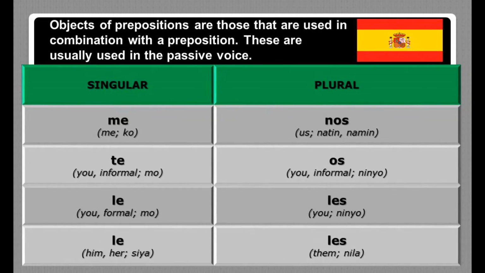Objects of prepositions are those that are used in combination with a preposition. These are usually used in the passive voice. These are mí for me or ko, ti for you informal or mo, le for you formal or mo, le for him or her or siya, nos for us or natin or namin, os for you informal or ninyo, les for you or ninyo, les also for them, nila.